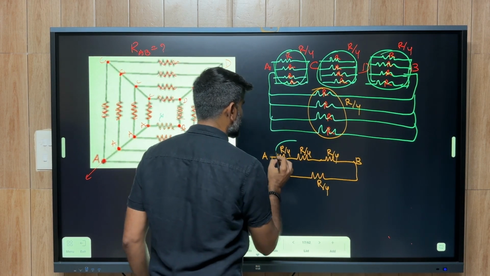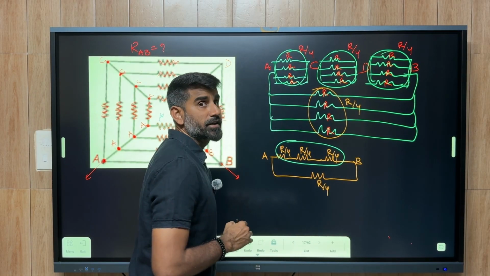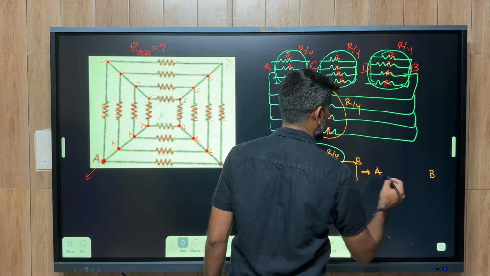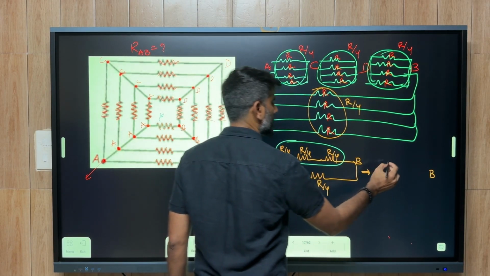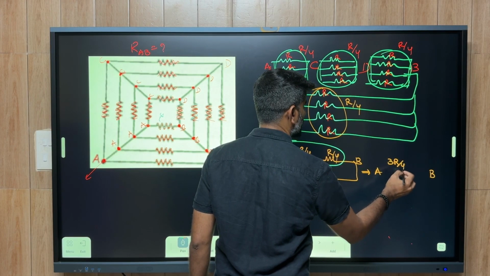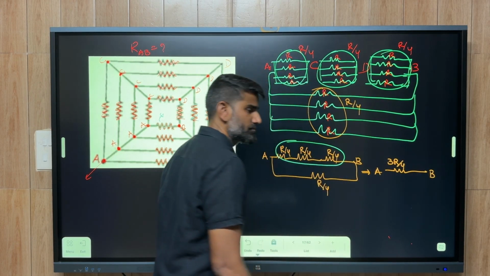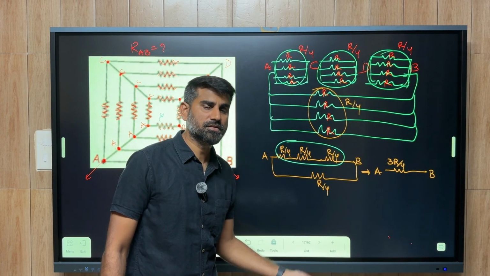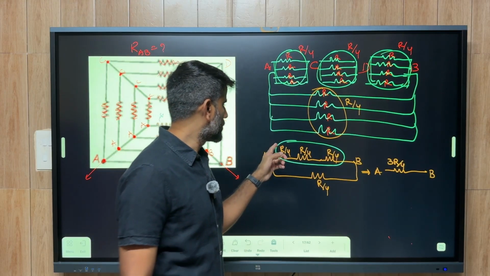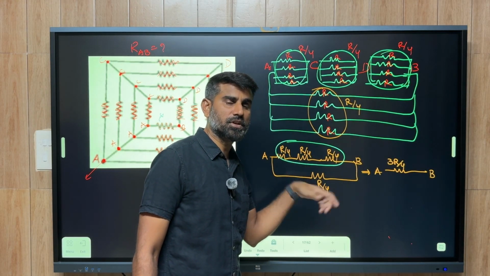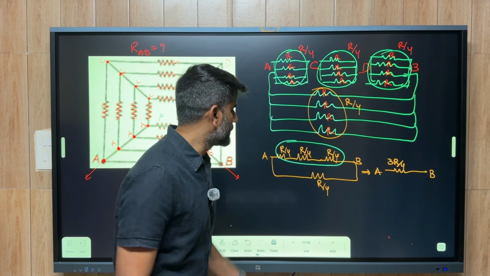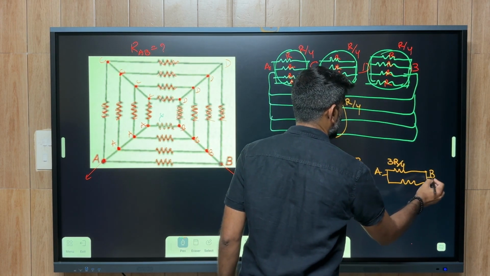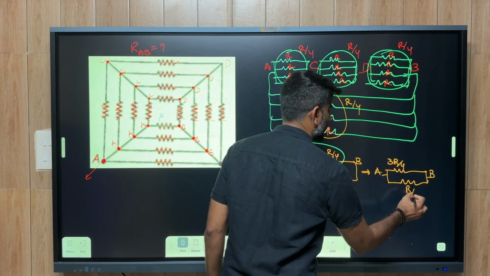Now, as you can see, these three R by 4 resistors are connected in series, so the equivalent resistance between A to B will be R by 4, R by 4, R by 4, which is 3R by 4, right? Because these are connected in series. In case of series combination of resistors, the equivalent resistance is the sum of all the resistances. So 3 times R by 4. And we have another resistance R by 4 here, which is connected between A and B.